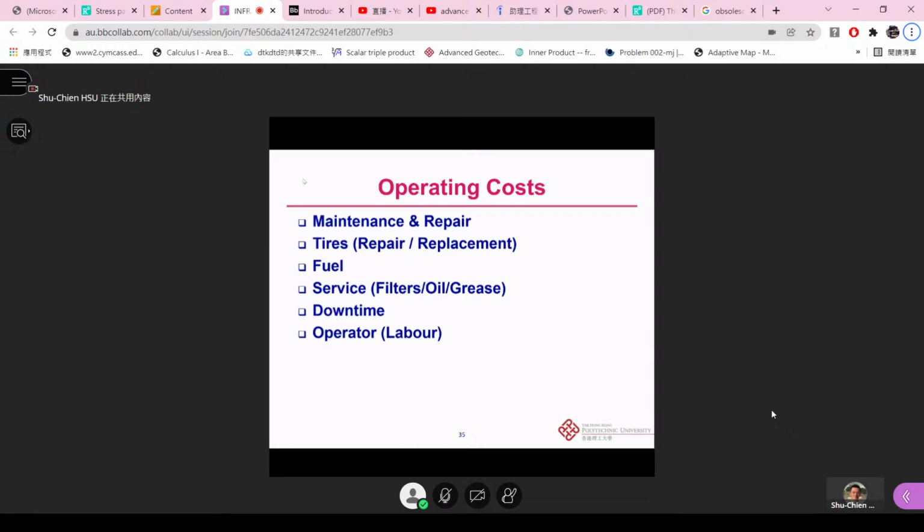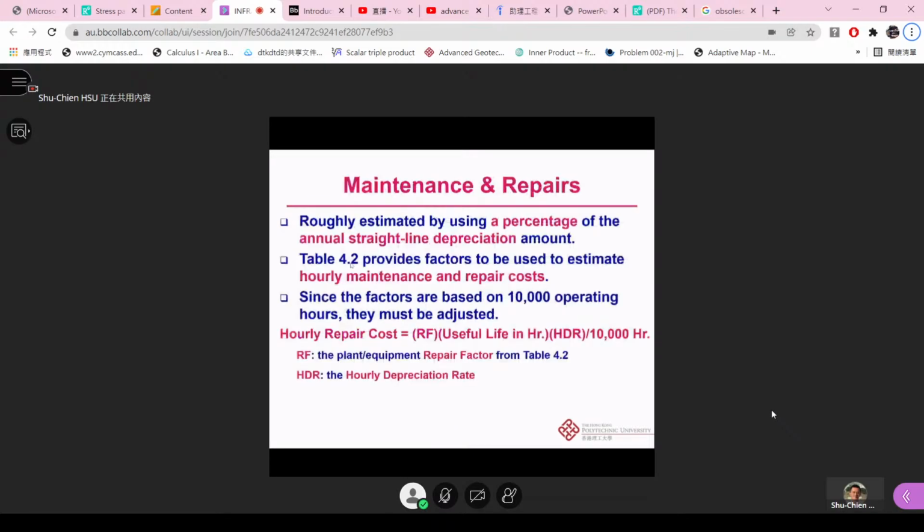All right. Then we also consider fuel. Of course, fuel cost is also very important because when you drive a car, you need fuel, and so it is for construction equipment. The equipment can be diesel engines or fossil fuel engines, so there are also different types. So fuel is one of the factors that we need to consider. Also service, downtime, and the operator.